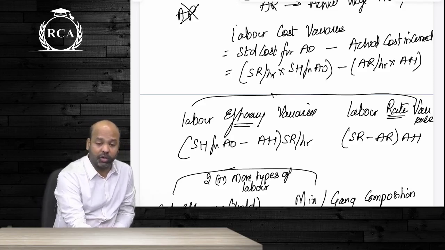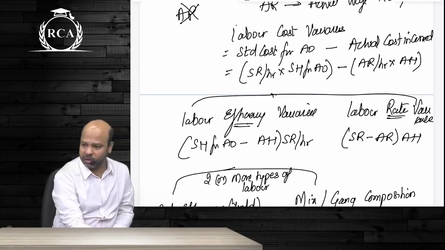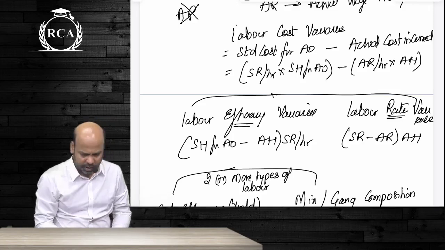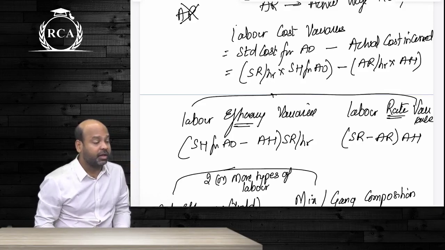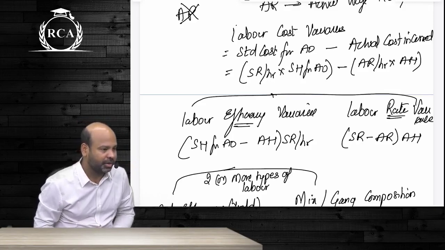Actual hours for overall labor cost variance will always be actual hours paid. It will not be actual hours worked, because the expense is incurred in full. You will have to take actual hours paid into consideration. You will divide this overall labor cost variance, guys, into labor efficiency variance and labor rate variance.